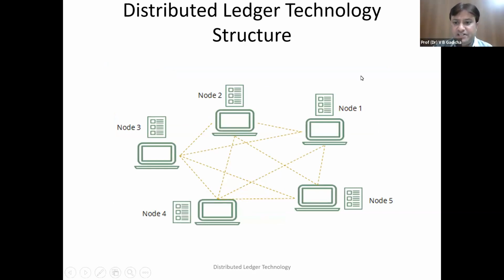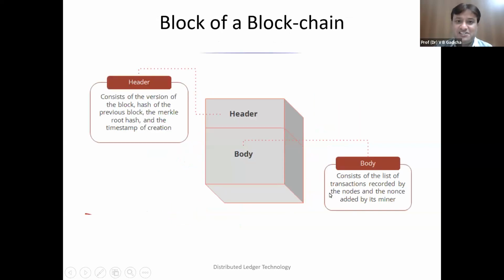If you can see over here, node 1, node 2, node 3, node 4, node 5, all these nodes are connected with each other, and these are the ledgers which are maintained by these nodes. Once a transaction happens between node 1 and node 5, this transaction detail will be updated in everybody's ledger. This is the beauty of distributed ledger technology.